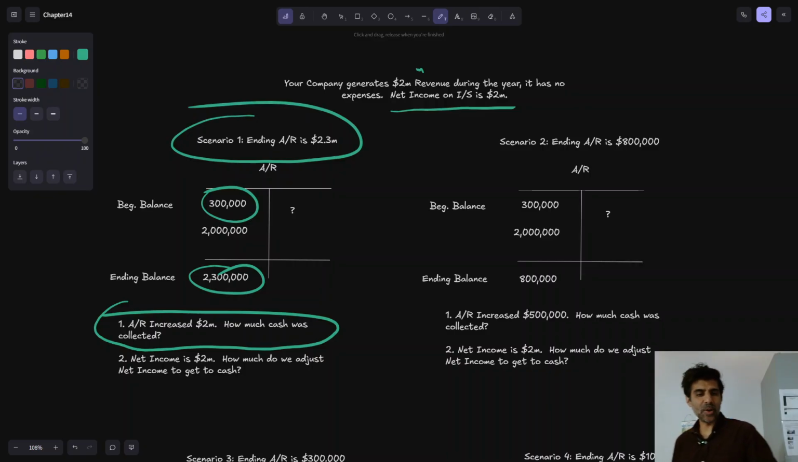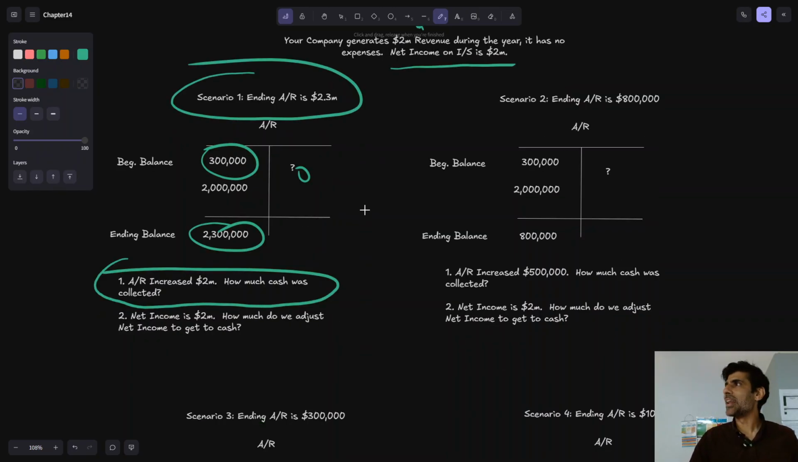What is the question mark here? What is the answer to make this T account work? Zero. There is zero accounts receivable collected. And therefore, how much cash was collected? If no one paid off their accounts receivable, that's what that zero means, right? So how much cash did I bring in if no one paid anything off? Zero. Okay.